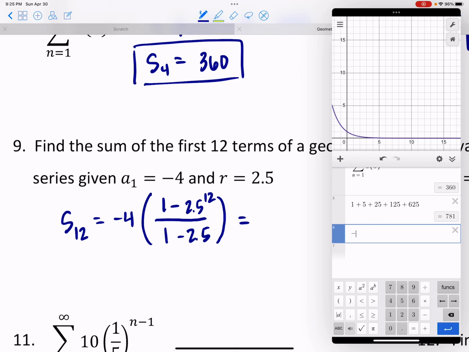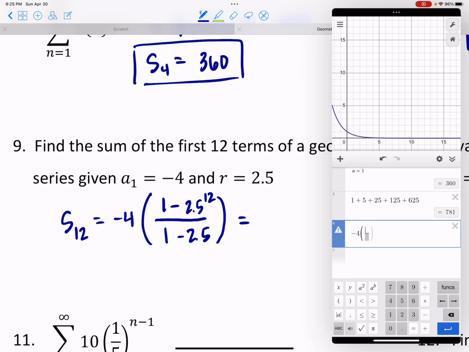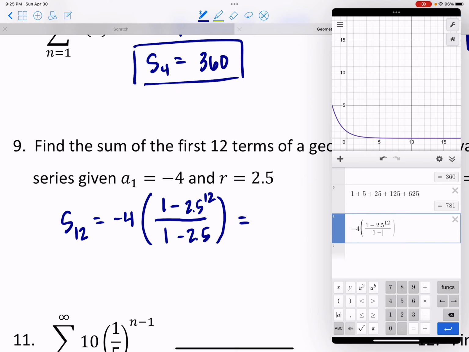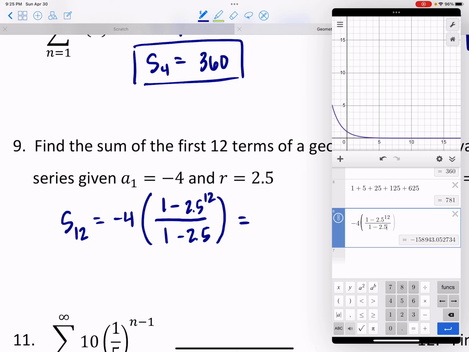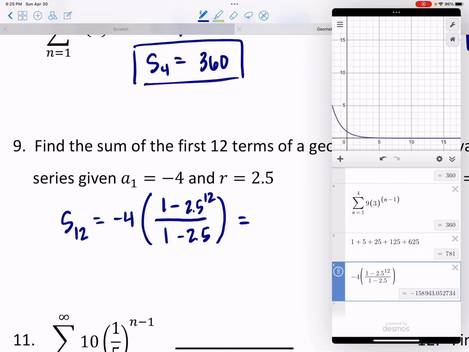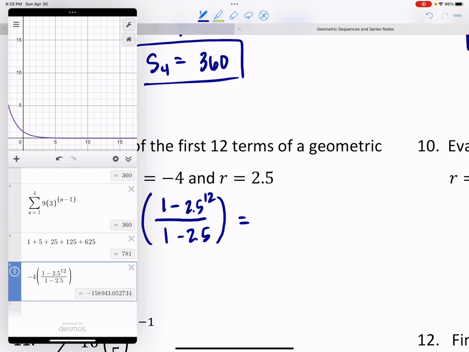Negative 4, parentheses, fraction, 1 minus 2.5 to the 12th power. 1 minus 2.5, and is there a decimal in there? Yeah, my eyes are not so good. I'm going to see the fraction, see if it looks any better. I don't know which one looks any better or worse, so you can just pick your poison. I'm going to go with the decimal this time.